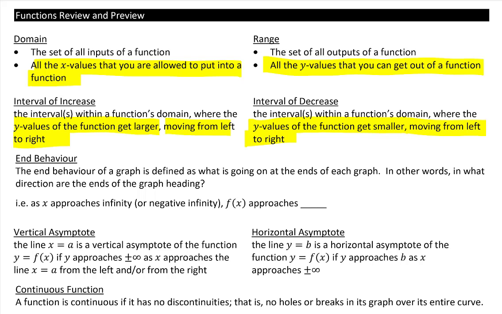End behavior. The end behavior of a graph is defined by what's going on at the ends of each graph. In which direction are the ends of the graphs heading? Are they going to infinity, negative infinity, or are they approaching a number? In other words, as x approaches infinity or negative infinity, f of x approaches what?